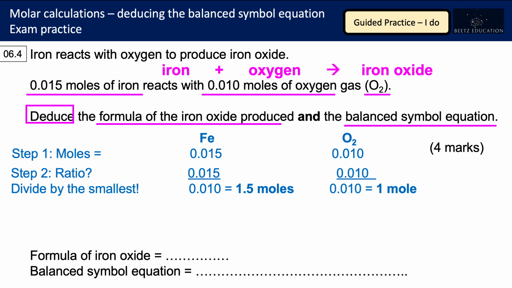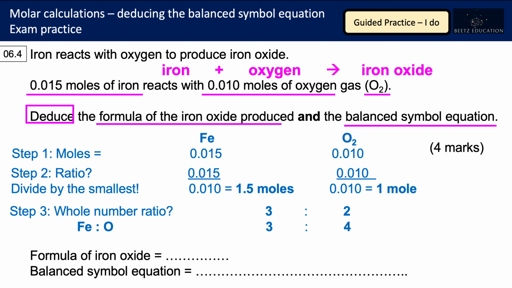We've used this skill previously in the likes of calculating empirical formulas and so on. Now this gives me a 1.5 to 1 mole ratio. Now that's not in a whole number format, okay? So what I then have to do is convert 1.5 to 1 into 3 to 2. That's the simplest whole number ratio of Fe to O2.